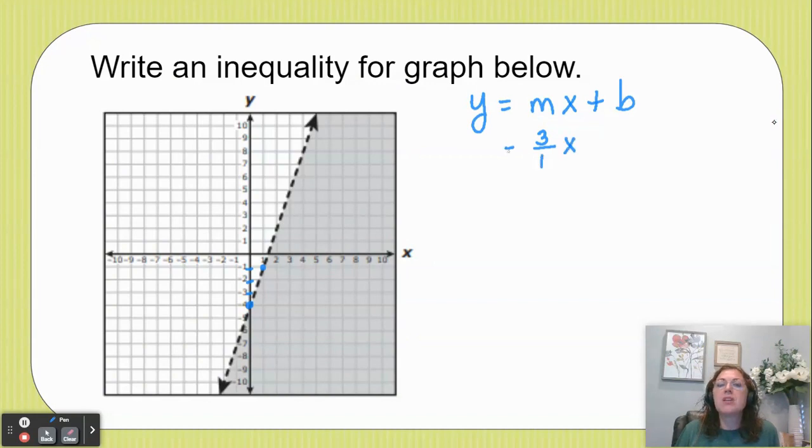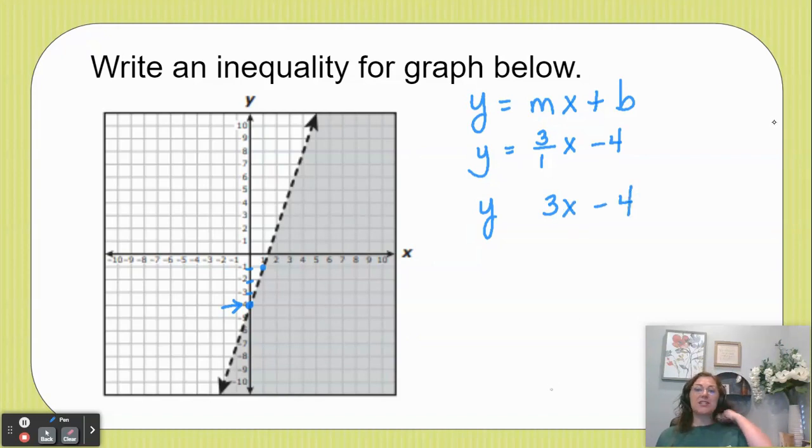Okay. Then I've got my y-intercept. This is where the graph touches the y-axis. And that looks to be right here at -4. So that lets me know that the b value is -4. So I've got y, I've got 3x, and I've got -4. So now I just have to decide what symbol should go here.